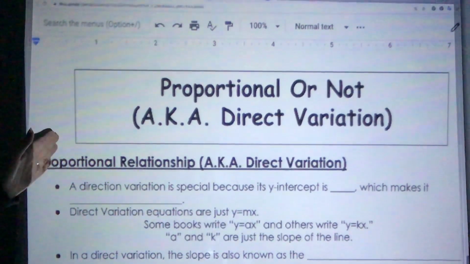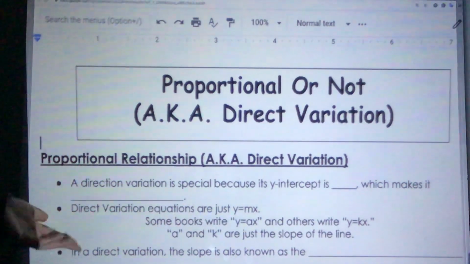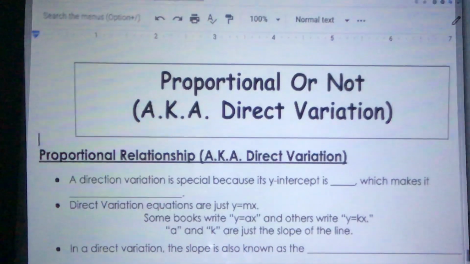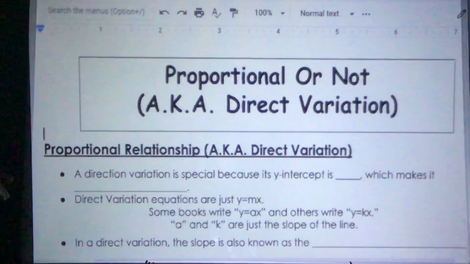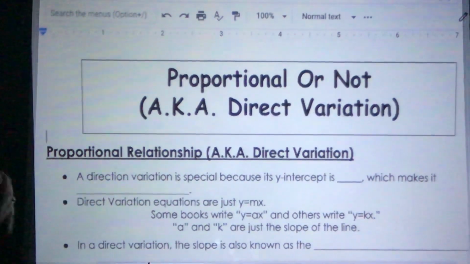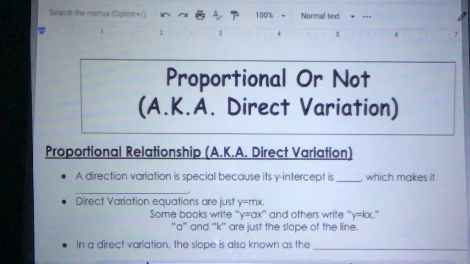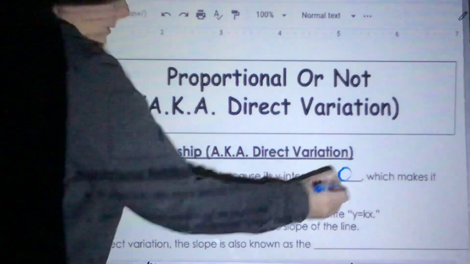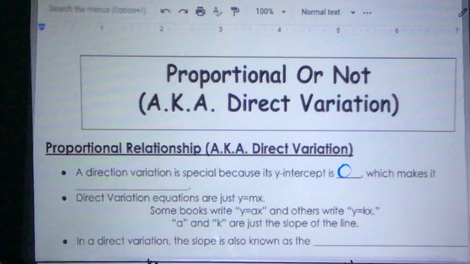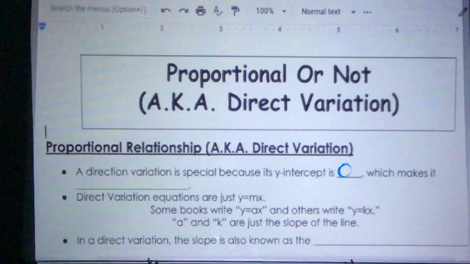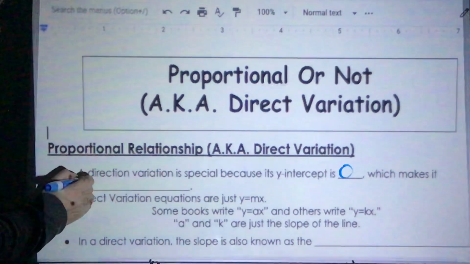Equation is a proportional equation, and sometimes in math we call it a direct variation, which you had some practice with last year. A direct variation is special because its y-intercept is 0, and that's what makes it think it's better than all the other equations. And because it has a y-intercept of 0, it makes it proportional.